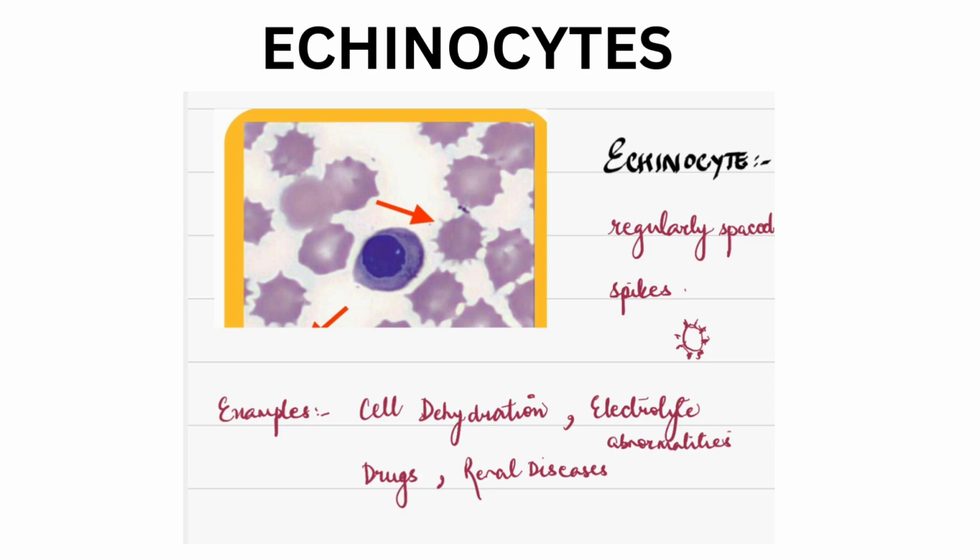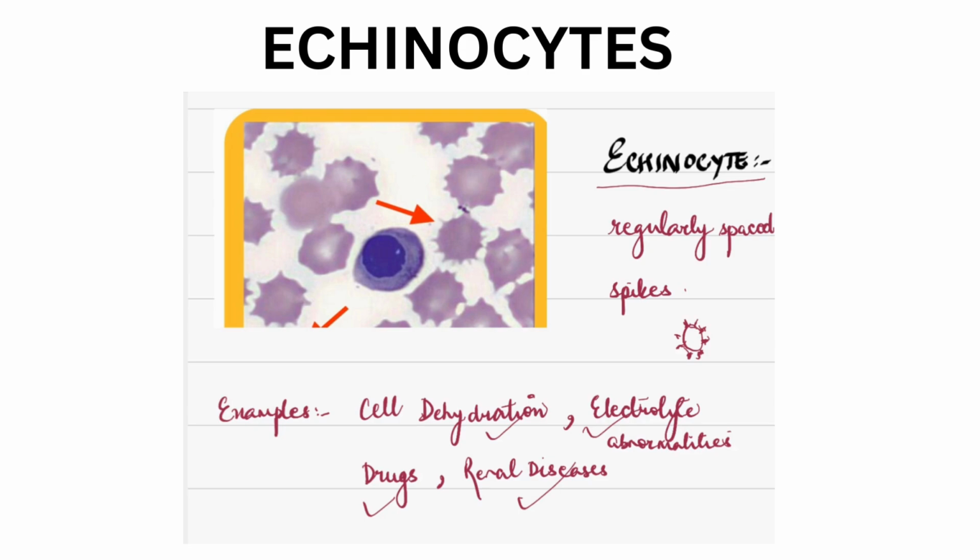It can suggest cell dehydration, electrolyte abnormalities, drugs, and renal disease. But as a pathologist, as a lab technician, as anybody dealing with a peripheral smear, you have to report it as echinocyte. And if they are in fair amount, just say that echinocytes are present in fair amount, and then in suggestions write serum electrolytes, and exclude drug history. And then maybe you can suggest KFT and other things to rule out renal diseases, or with electrolyte imbalance you can rule out cell dehydration.